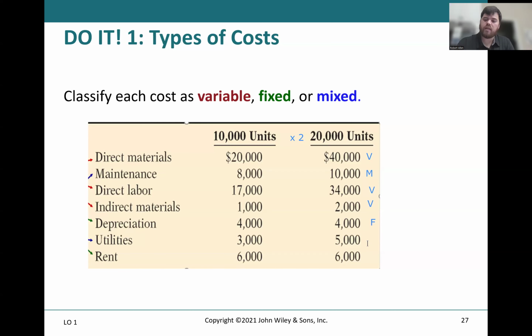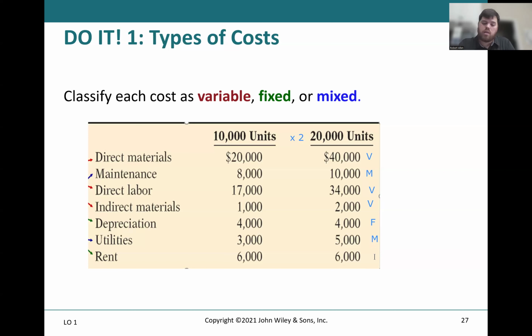3,000 to 5,000. It is more, but it is not double, right? Double would be 6,000. That makes this mixed. Now, utilities is a very common mixed cost because whether you use any utilities or not, you will still get a utility bill. So for example, if you are fortunate enough to go on a month-long vacation somewhere and you leave on the 1st and you come back on the 1st of the next month, you will still have to pay a utility bill even if you turned off all of your utilities, because there is some fixed component to your bill that they charge you regardless.